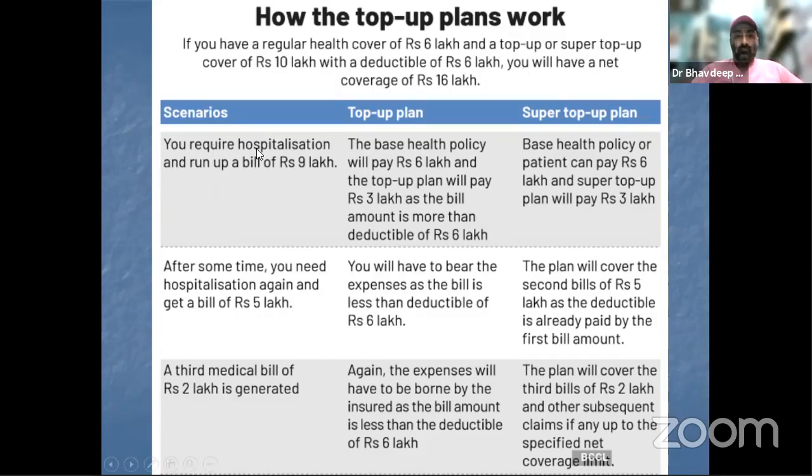So scenario 1, you require hospitalization and the bill is 9 lakh rupees. The base policy will cover 6 lakhs and the top-up will pay 3 lakhs, as the amount is more than the deductible of 6. So the deductible or the threshold will come into play. If it is only a super top-up plan, then again 6 plus 3 would be paid by that. God forbid you again need a hospitalization. Next time your bill is 5 lakh rupees.